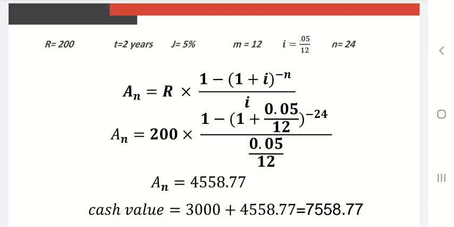At first, we will get A sub N, R times (1 minus (1 plus I) to the power negative N) over I, so A sub N will be equal to 4,558.77. By adding A sub N to the down payment, which is equal to $3,000, the cash value will be equal to $7,558.77.